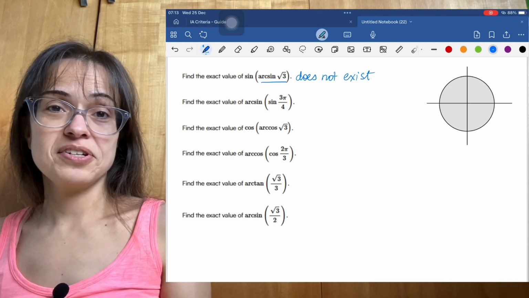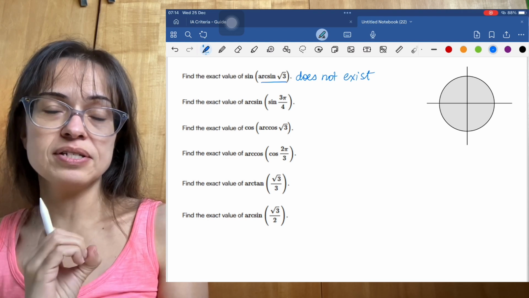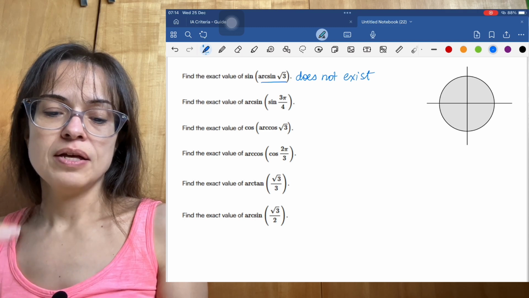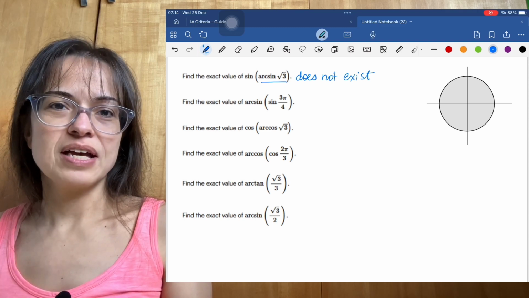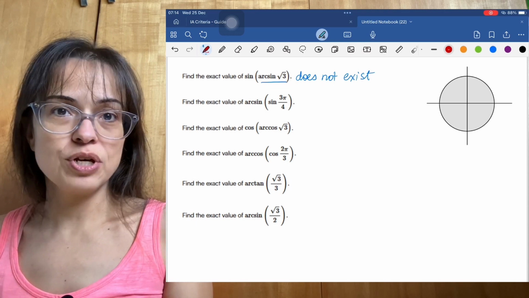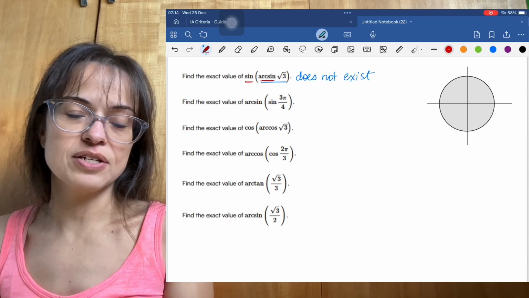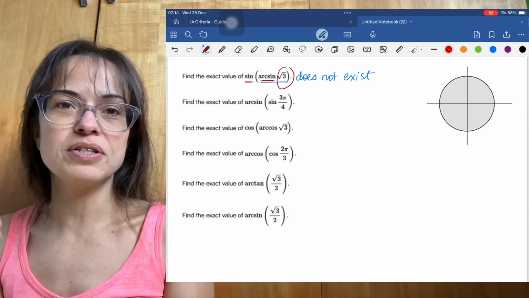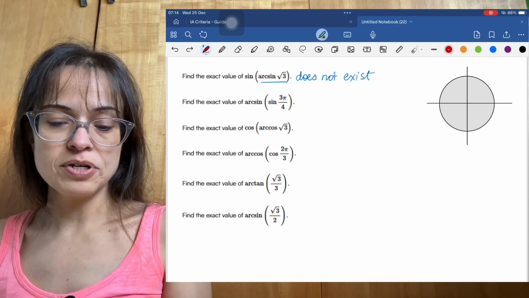So for this first exercise, the answer is that it does not exist, because if you can't even do the inside part of the composition, there is no value of x, so you can't even ask what the sine of x is, let alone get an answer. But what he's trying to trick you into giving the wrong answer here is that, well, sine and arcsine cancel out, so the answer is probably the square root of 3. But it isn't. The second one looks better.